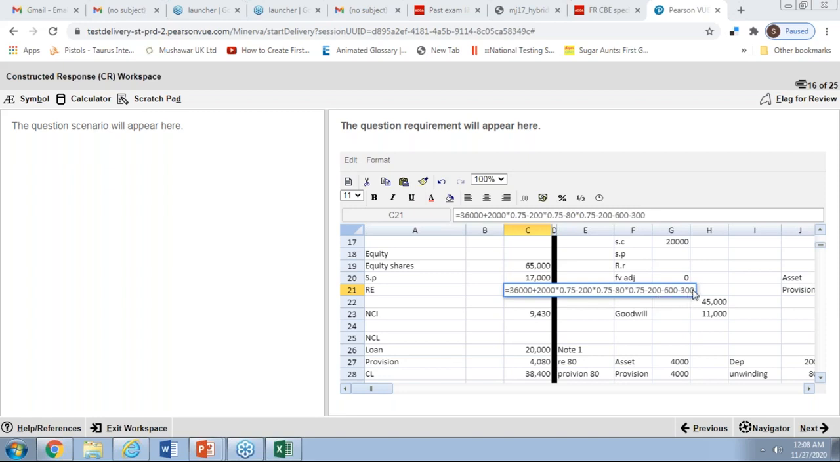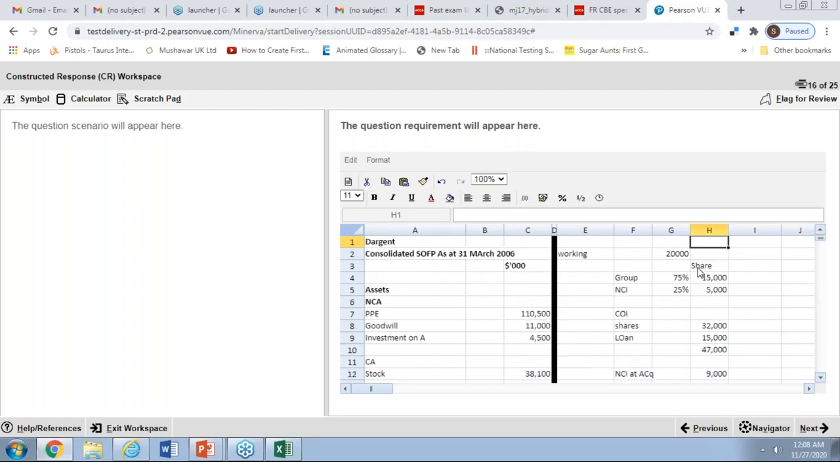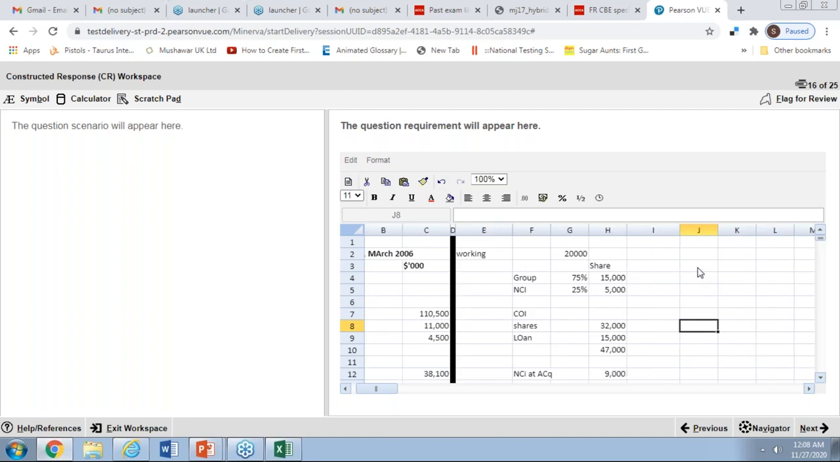Premium. Okay, let me tell you about the premium. You can see that we have acquired 15,000 shares at a value of 32,000. So the accounting entry will be cost of investment debit by 32,000, share capital credit with the par value, since we have acquired 15,000 shares, and the remaining will be in the share premium account.